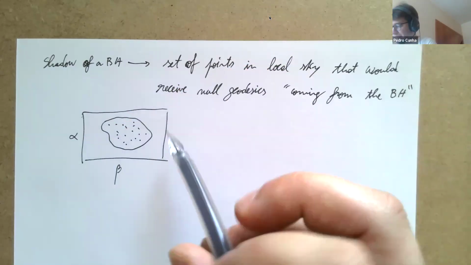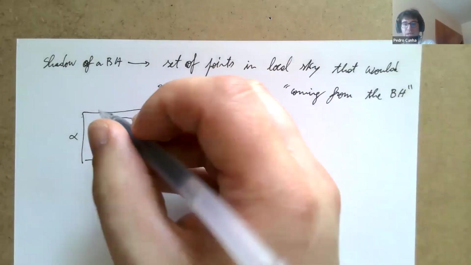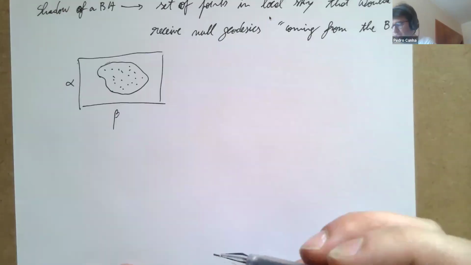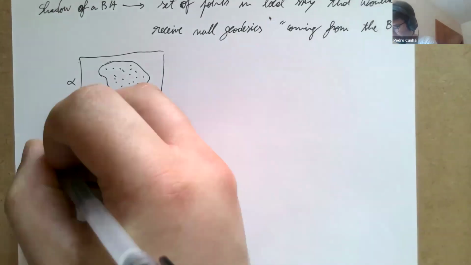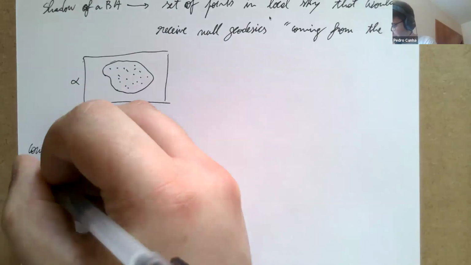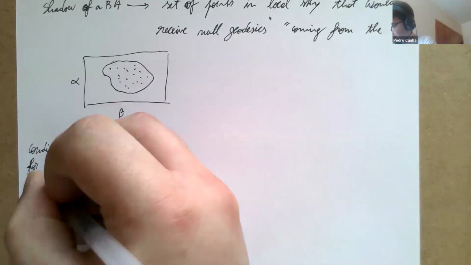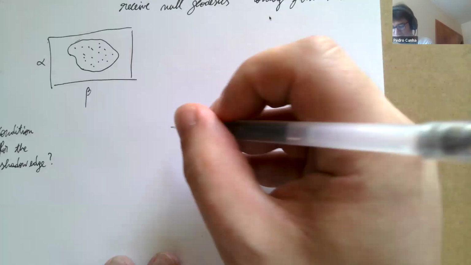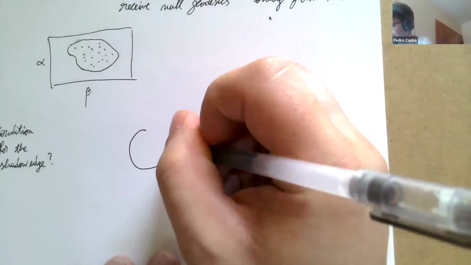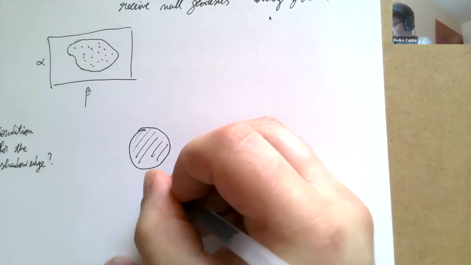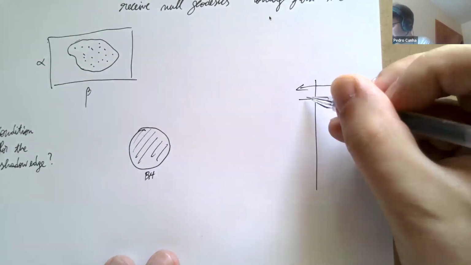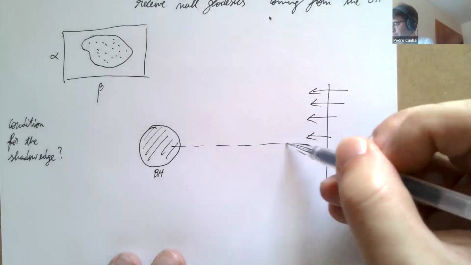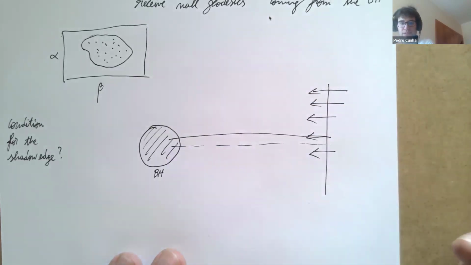And then you can look at the edge of the shadow and try to find for the Kerr spacetime some analytical relation. So what is the condition for the shadow edge? Consider a scattering of null geodesics. You have a black hole here, and you have some null geodesics coming from very far away, parallel to each other. If the impact parameter is very low, the null geodesic will simply fall directly into the black hole.